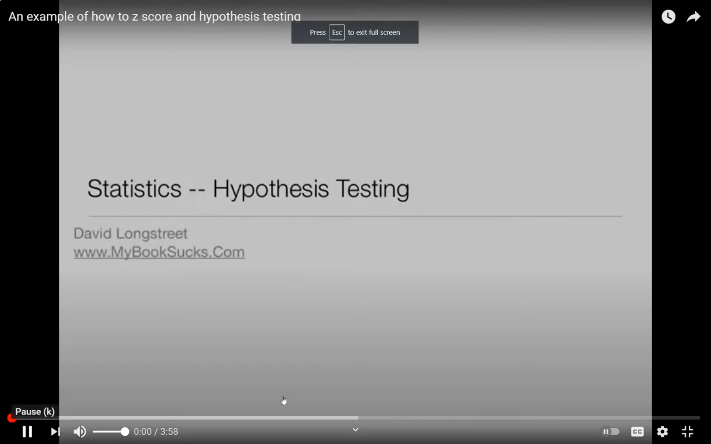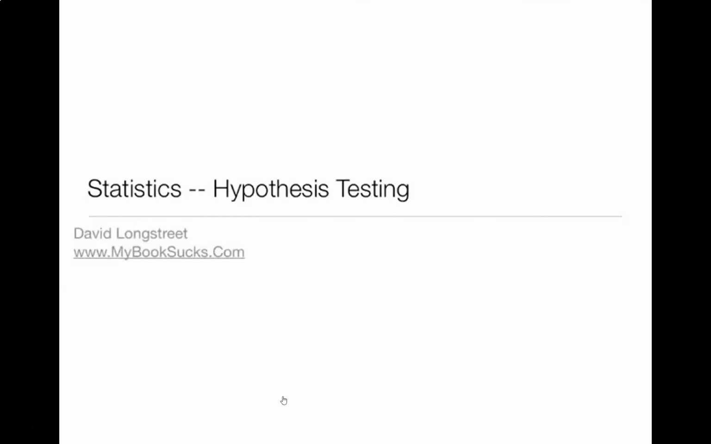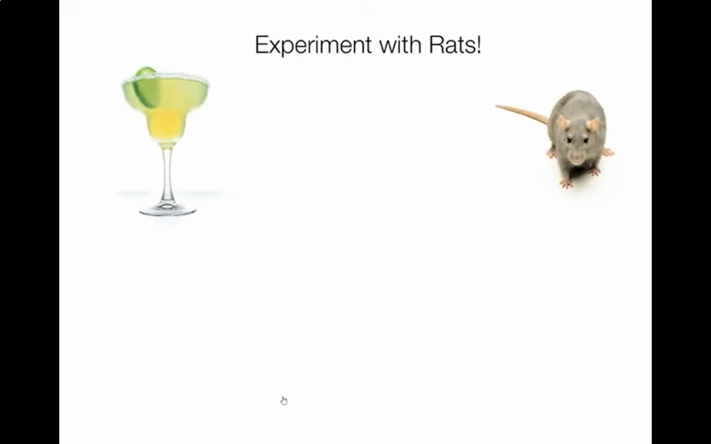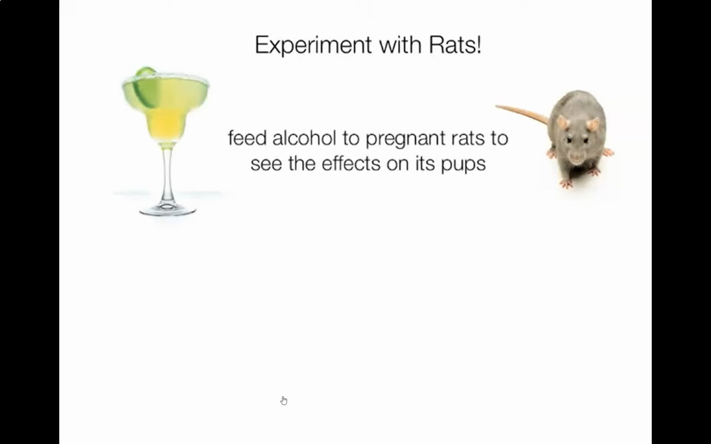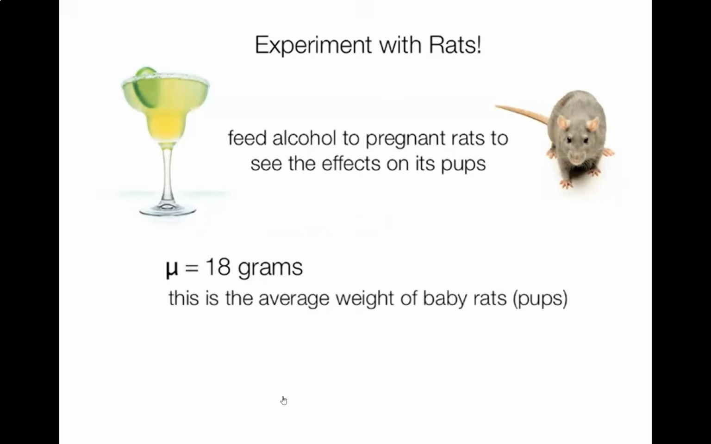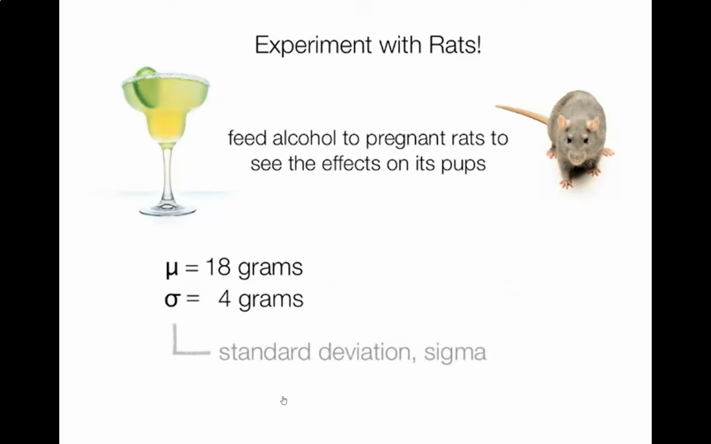Here we go. I'm going to talk about hypothesis testing and the example we did in class, which works for all statistics classes actually. So we took data from rats and alcohol. We fed alcohol to pregnant rats to see the effect on its pups. Since psychologists have been working a long time with rats, we know that the average weight of a baby rat is 18 grams. This is pups whose mommies didn't drink. The standard deviation is 4 grams. That's a symbol for standard deviation, and we also call it sigma. All this data on the left-hand side is about the population. Again, baby rats whose mommies didn't drink alcohol.